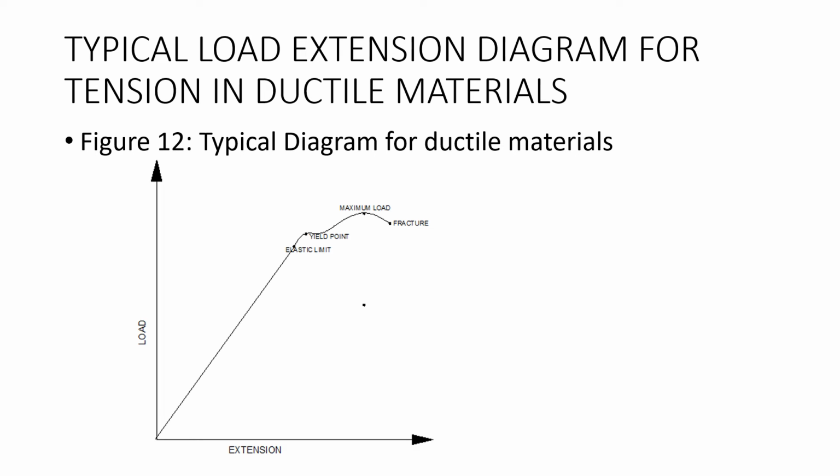the extension starts to increase more than the increase in the load until it reaches a yield point. At the yield point here, you will find that the material will start increasing in length. It will start to extend without any further application of the load. And after that, it reaches the maximum load that the structure can carry, and it reaches fracture at the end of the day, where the member has failed.